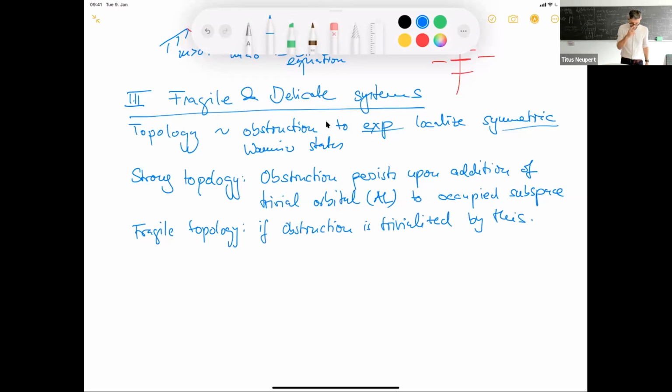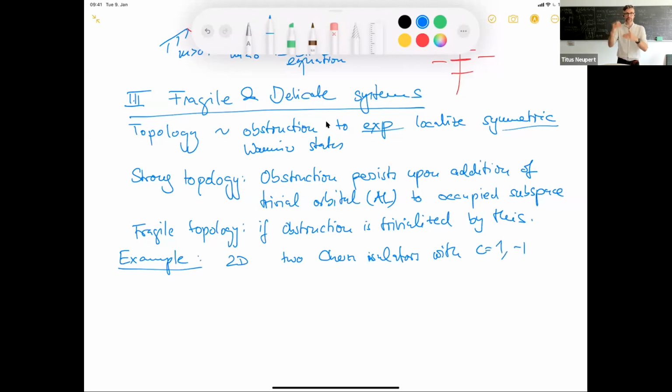Okay. And now let's give an example. It's a simple one for this fragile case, because that may still be a bit dubious to some. Again, I want to use basically the Wilson loop perspective. So it's in 2D and a very simple case. I want two Chern insulators, with C equal to 1 and -1, so with opposite Chern numbers, and I want to superimpose them.